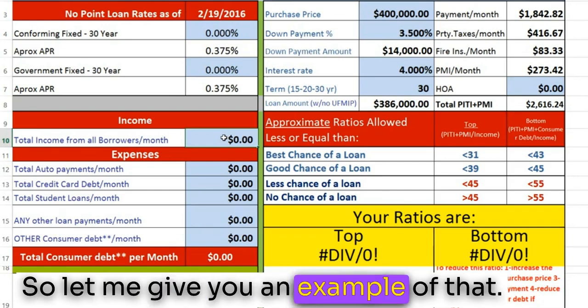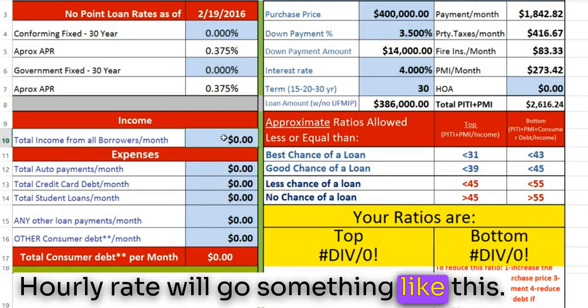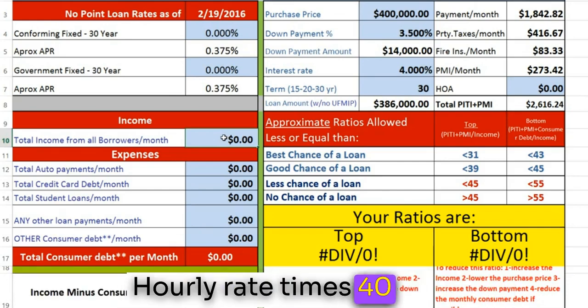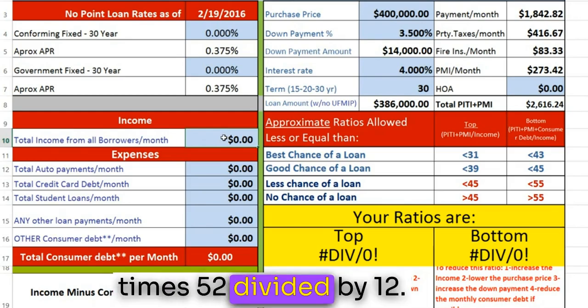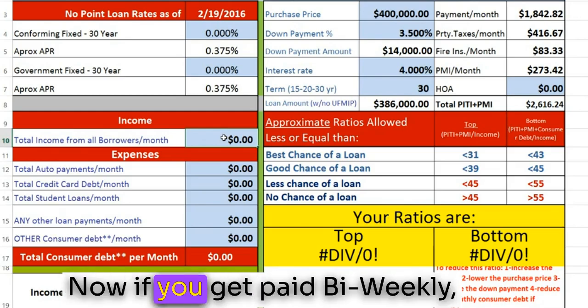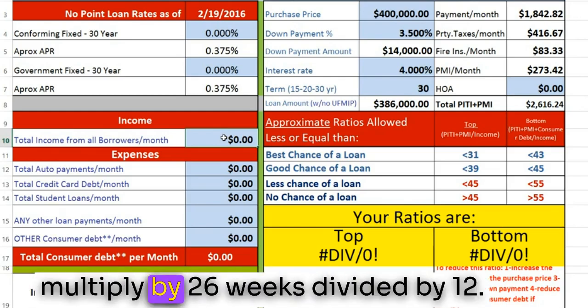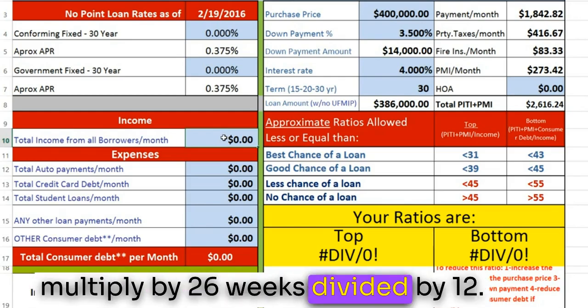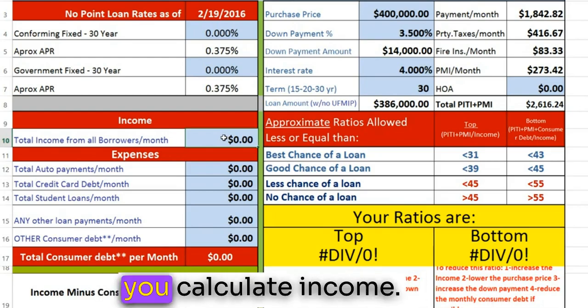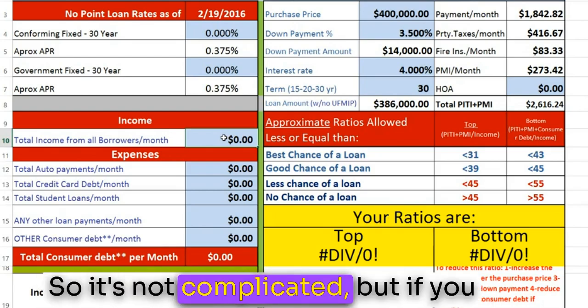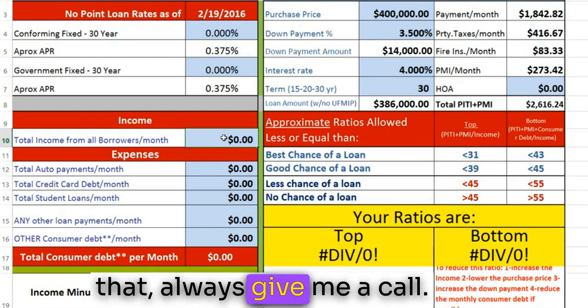So let me give you an example of that. Hourly rate will go something like this: hourly rate times 40 times 52 divided by 12. Now if you get paid bi-weekly, it will be bi-weekly payment multiplied by 26 weeks divided by 12. And that's basically how you calculate income. So it's not complicated, but if you have any questions regarding that, always give me a call.